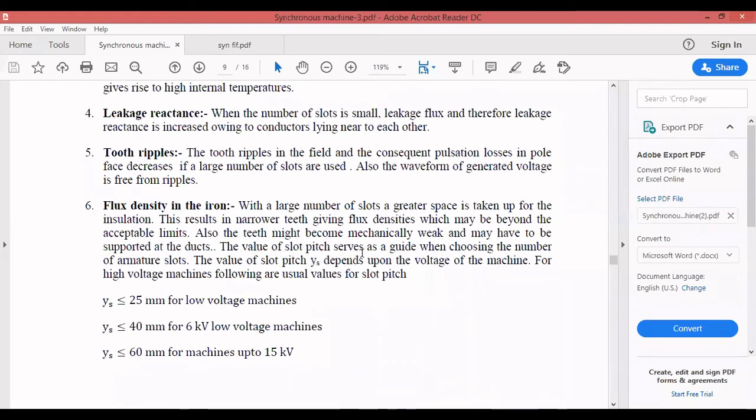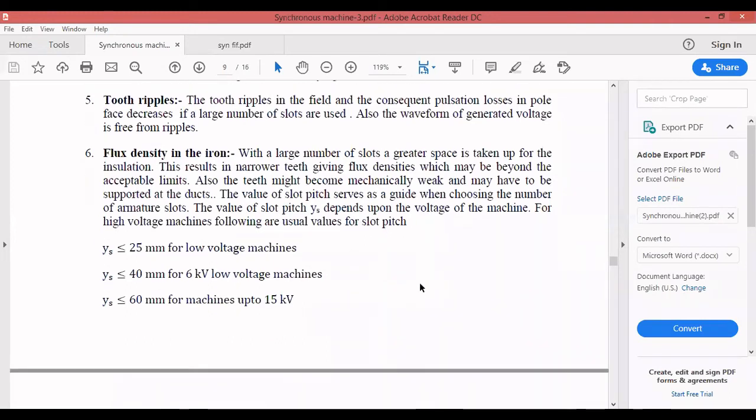The value of slot pitch serves as a guide when choosing the number of armature slots. The value of slot pitch Ys depends upon the voltage of the machine. For high voltage machines, the following are the usual values of slot pitch. So you have to select the slot pitch. The slot pitch is the distance between the center of one slot to the center of the other slot. It is called the slot pitch, Ys.